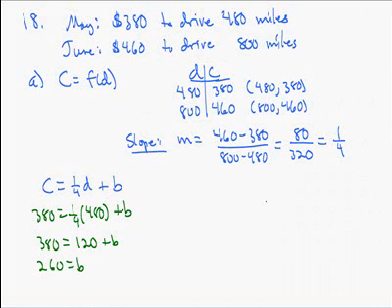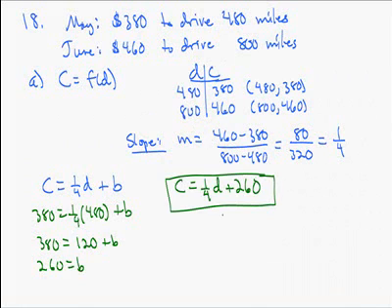We would have gotten the same thing if we used the other point of 800 and 460 for d and c, respectively. And so our function then becomes c is equal to 1/4 d plus 260. We now have a linear function that gives us the cost dependent upon the miles driven. So if you can tell me how many miles you're going to drive, we can tell you what the cost is going to be. It's going to be based on this function. Let's put that into action.